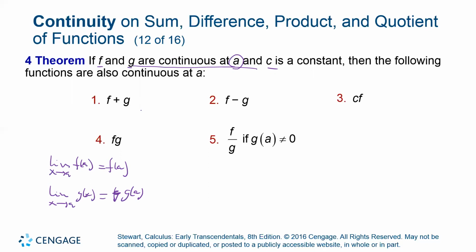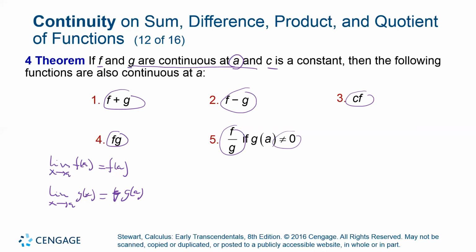Then the following are also continuous at a. When you add them, the sum of the two is continuous. The difference will also be continuous at a. The constant times the function, f or g, will also be continuous, and then the quotient will also be continuous, provided that g of a is not 0. So continuous functions are closed under the sum, the product, and all that.